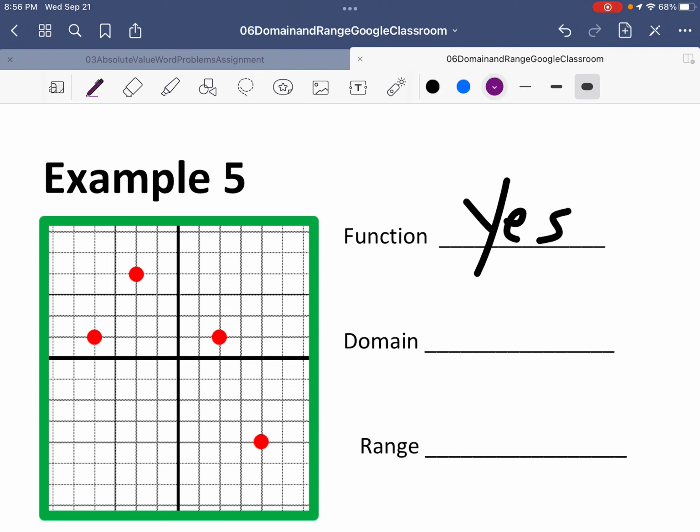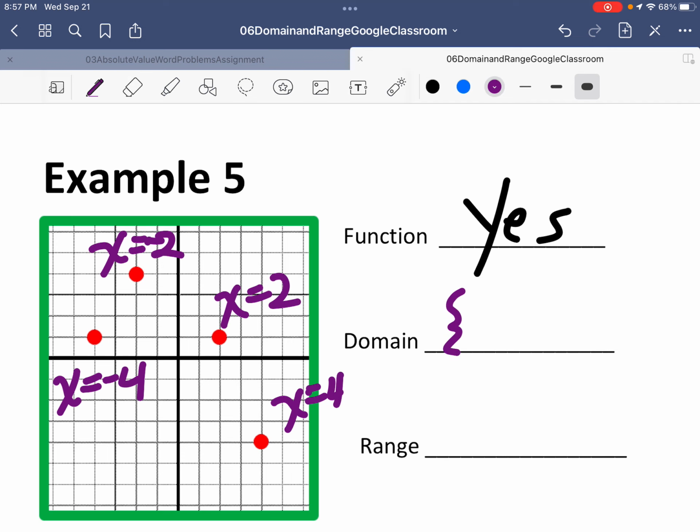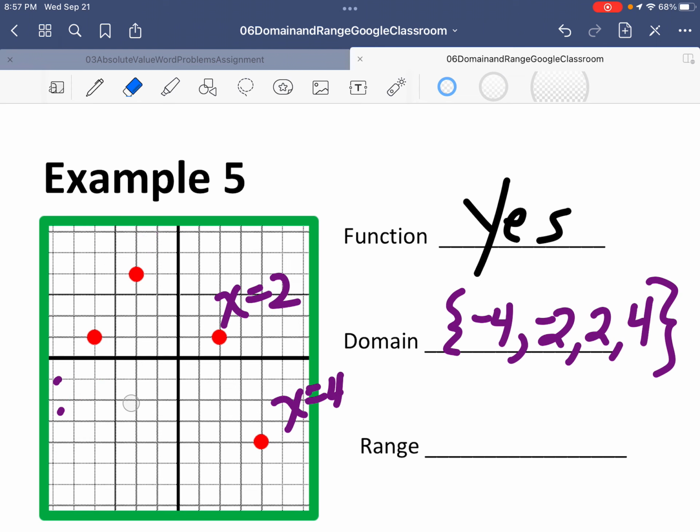But the domain is literally just the x values of the dots. So, for example, x equals negative 4, x equals negative 2, here's x equals 2 and 4. So we're just looking at the x values. Now, when you have a list of numbers, what you want to do is put them as a set using commas, using brackets. So I'm just literally listing those x values. You get the idea?